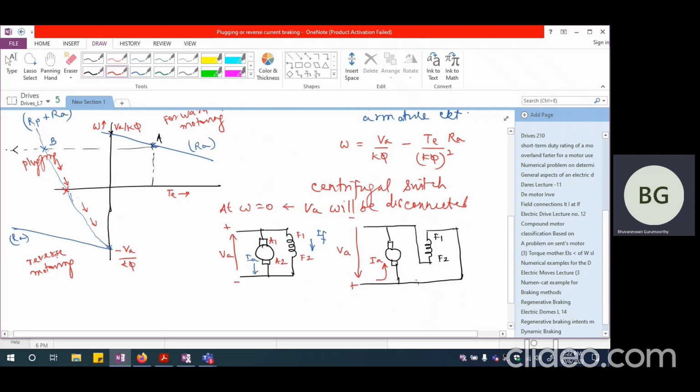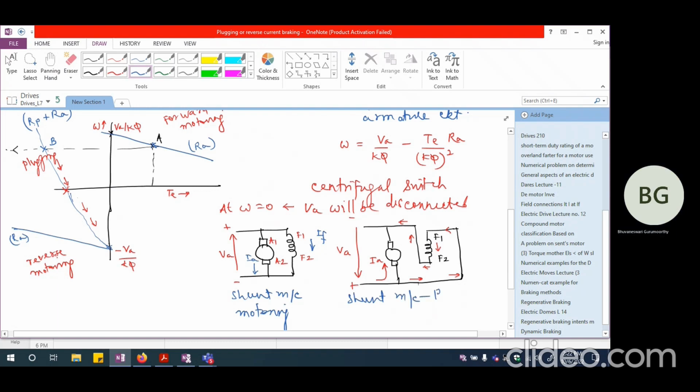So I'm going to have the field current still flowing in such a manner that it is going to flow from F1 to F2. So this is the way the field current is going to flow. So in a shunt machine, this is the shunt machine motoring, whereas this is the shunt machine which is plugging. So the field has to be disconnected and reconnected in such a manner that the field current does not reverse its direction. That's extremely important.